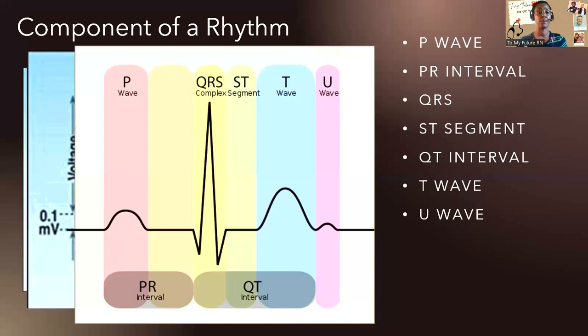So again, we have our P wave, which is the first wave in our ECG complex, which represents our sinus node firing. Then we have our PR interval, which should follow the baseline. And then we have our QRS complex, which should be the tallest wave, which represents our ventricular depolarization. Then we have our ST segment, again, back to baseline. We have our T wave, which represents ventricular repolarization, and then sometimes a U wave, which is a normal variation depending on the patient's state.